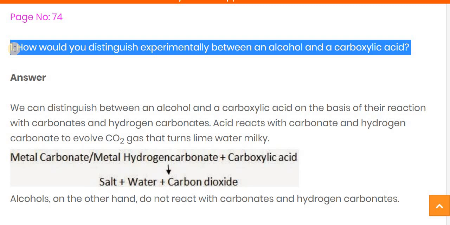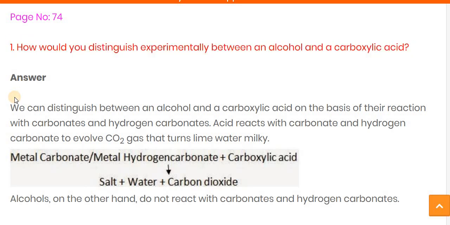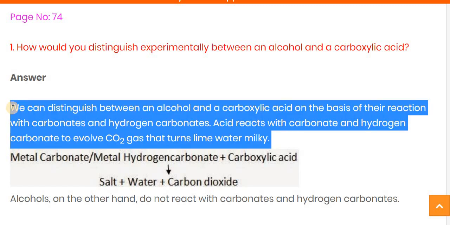For that we need to know the chemical properties and the physical properties of the alcohol and carboxylic acid. Then you can easily distinguish between the alcohol and carboxylic acid. We can distinguish between them on the basis of their reactions. We look at the chemical reactions and also the physical properties. So we can distinguish between the alcohol and the carboxylic acid on the basis of the reaction with carbonates and hydrogen carbonates.